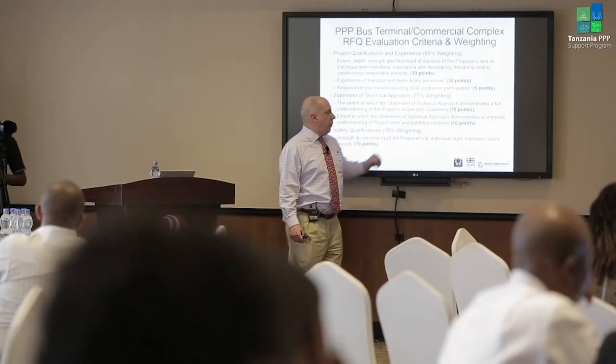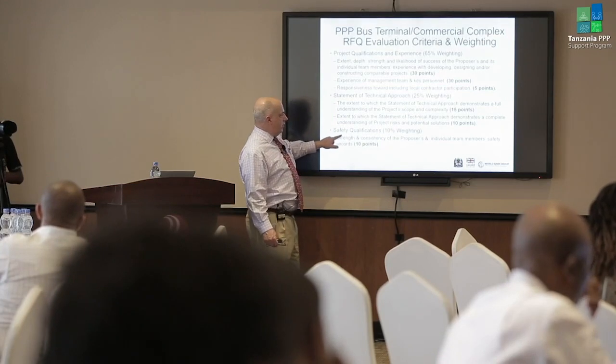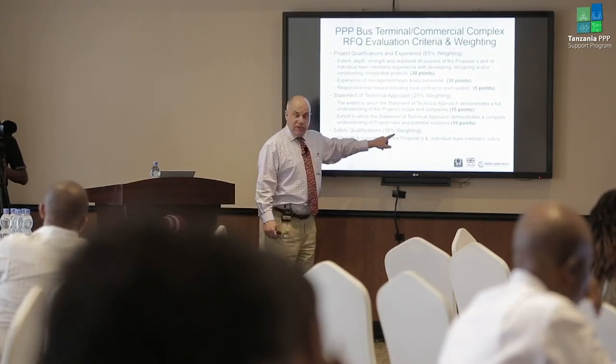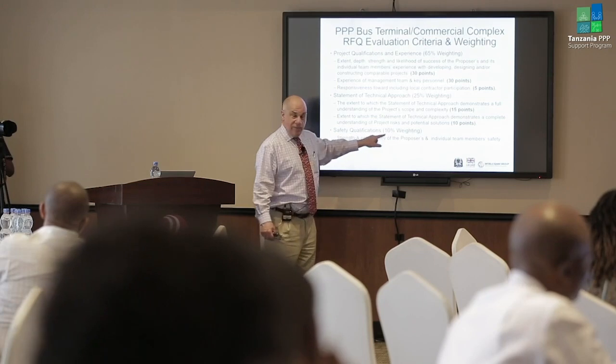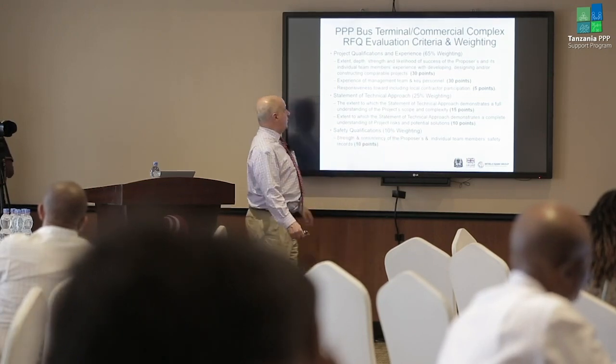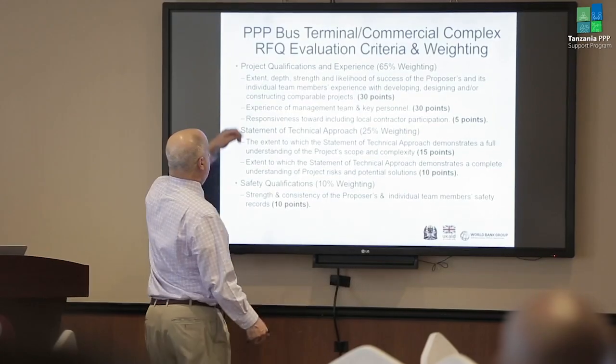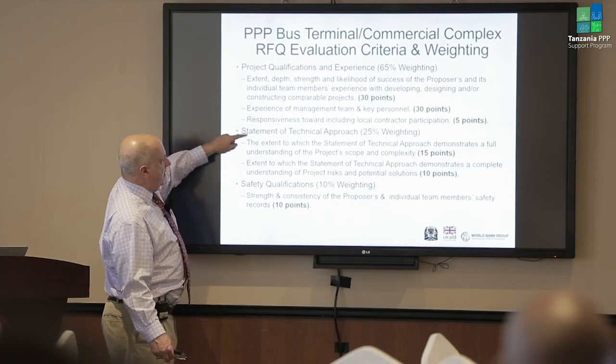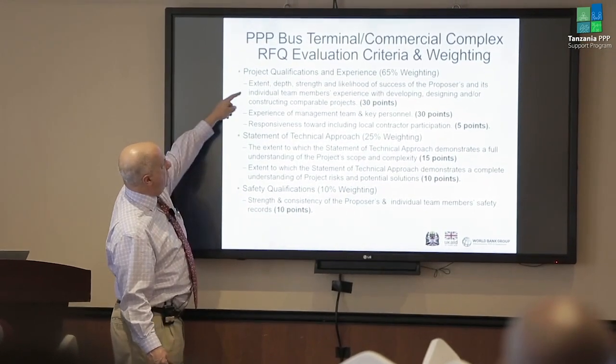The other is how they decide how they're going to approach the technical solution. That's 25% of the weight. And lastly, there's the safety qualifications, 10%, what their safety record is. I'll show you how these actually work in a moment. And in here, under these headings of project qualifications, technical approach, and safety qualifications, you'll see there's subcategories.